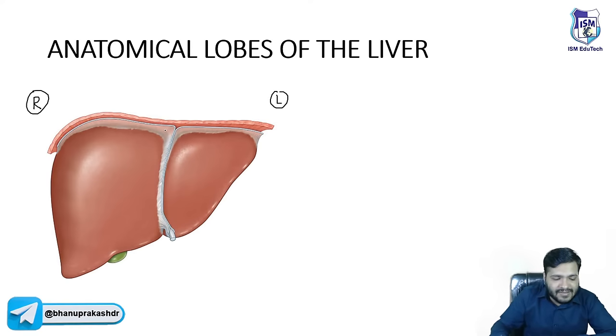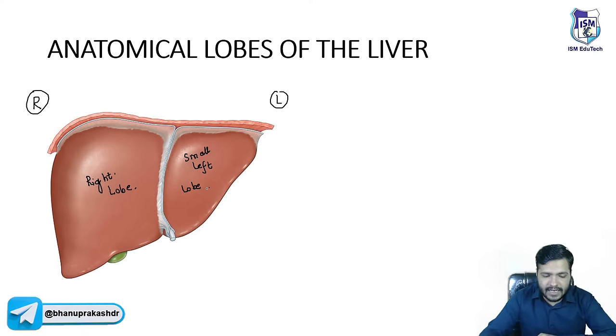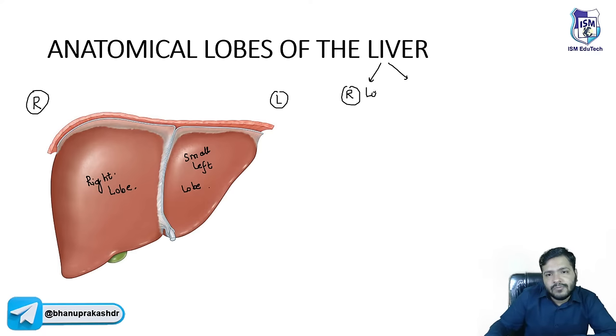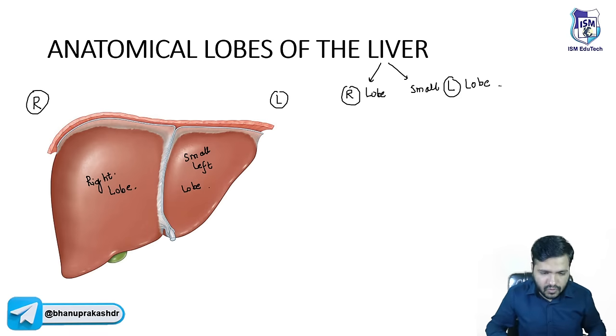the left side. So obviously the anatomical lobes of the liver are the right lobe, okay. As you can see in the picture, we have the right lobe and we have the small left lobe. So the liver is divided into two lobes, right and left lobe. So anatomical lobes are divided into the right lobe and, yes, the small left lobe of the liver. Now how are they divided into two?